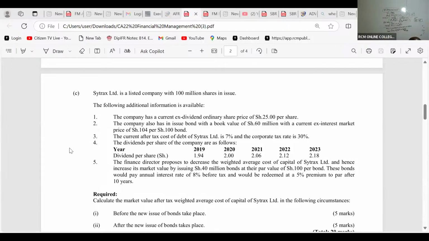See here, they are telling me in note number 2, the company has also issued a bond with a book value of 60 million, with a current ex-interest market price of 104. So at least they've given me the market price of the bond. The market price of the bond is 104. And then we can see the par value is 100. So this is very, very easy.